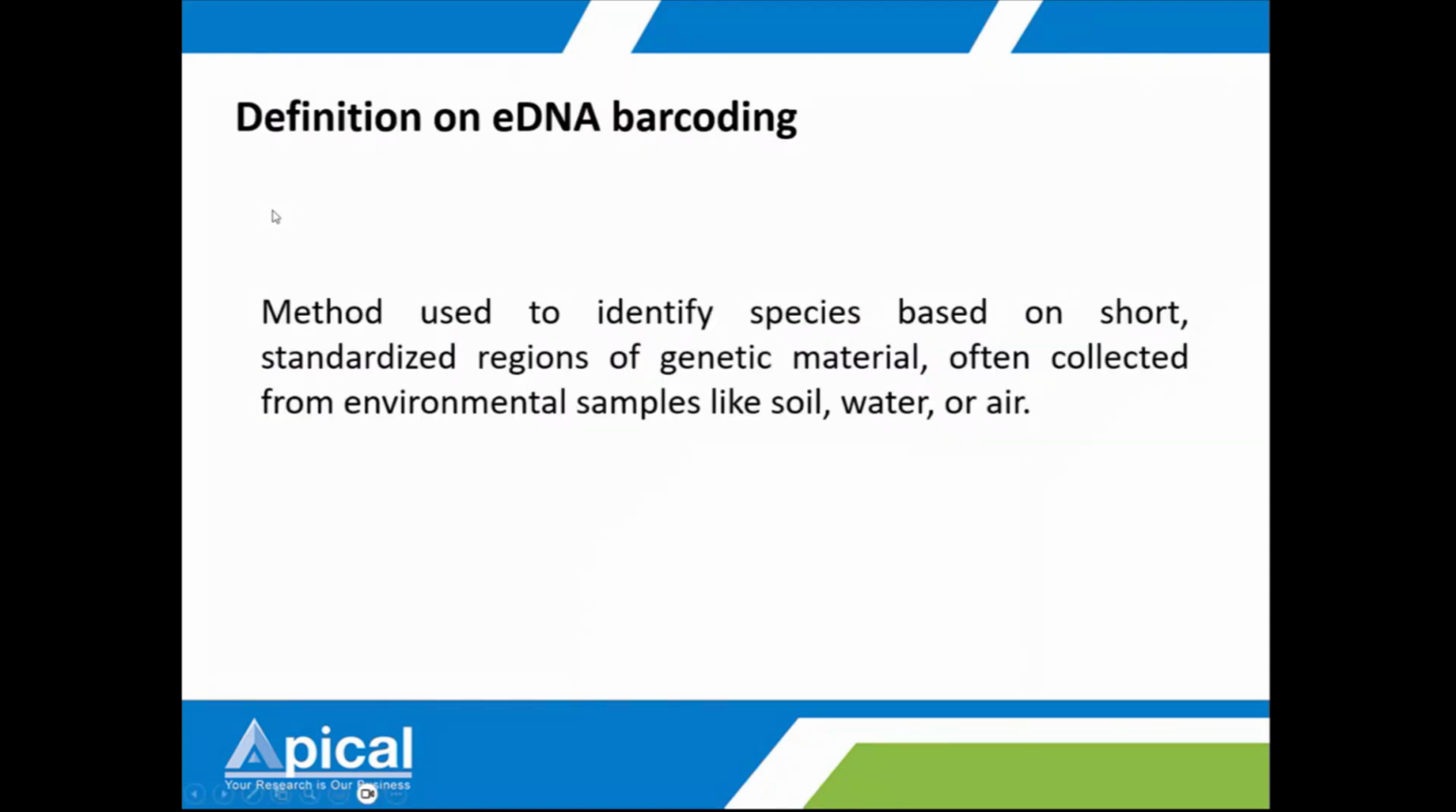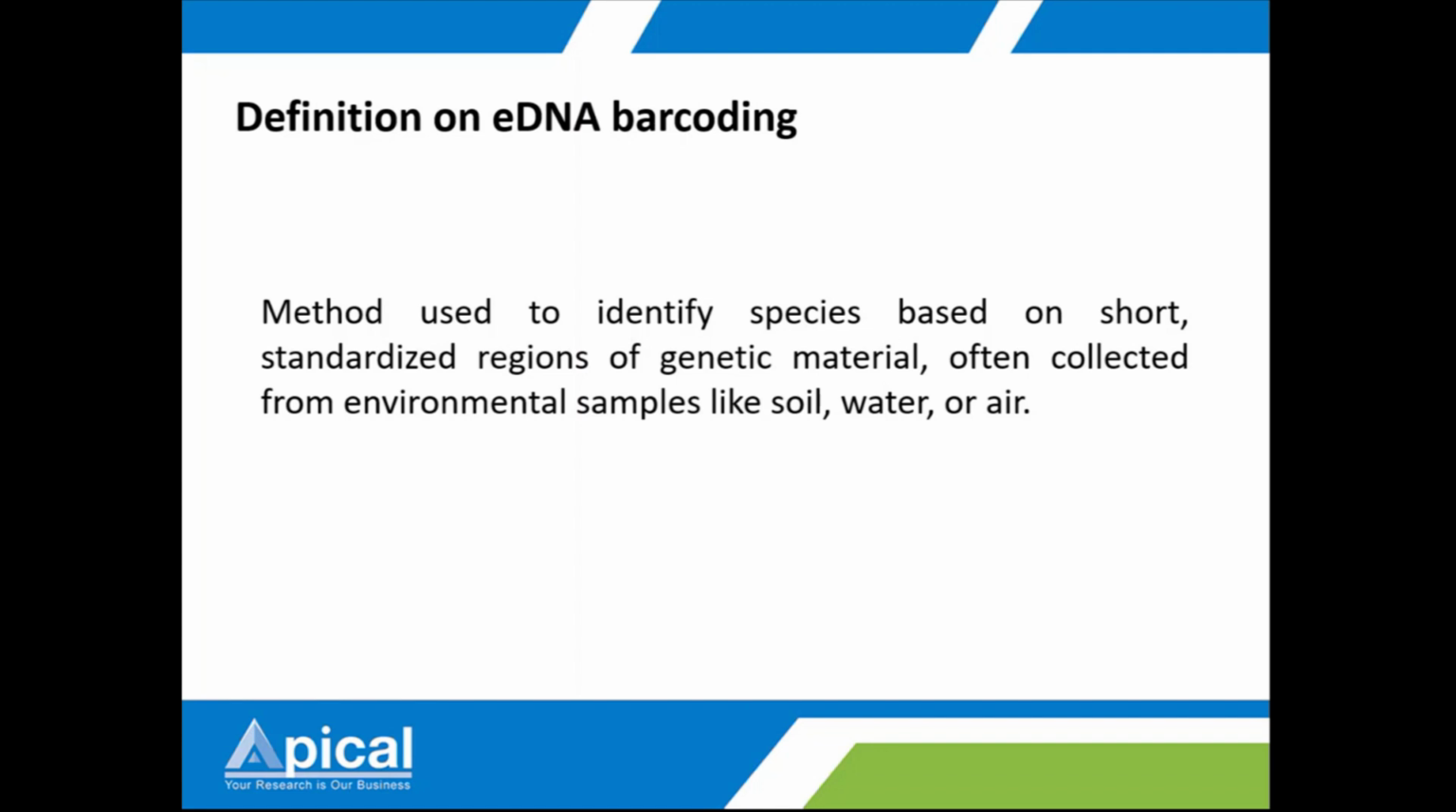So what is eDNA barcoding? eDNA barcoding is a method used to identify species based on a short standardized region of genetic material. When we say a short standardized region, for example, we're talking about CTNS, ITS, something that is constantly present across the environment. So we're looking at this short standardized region.